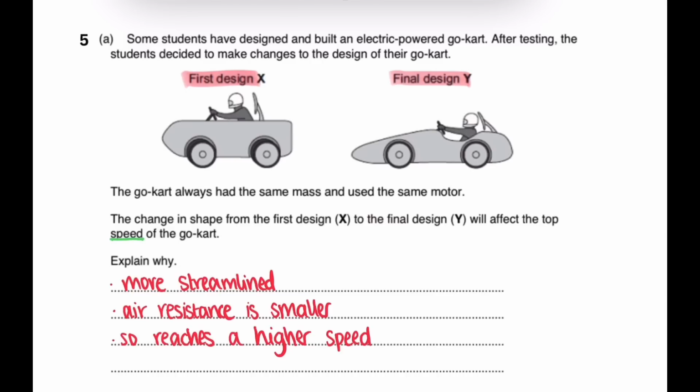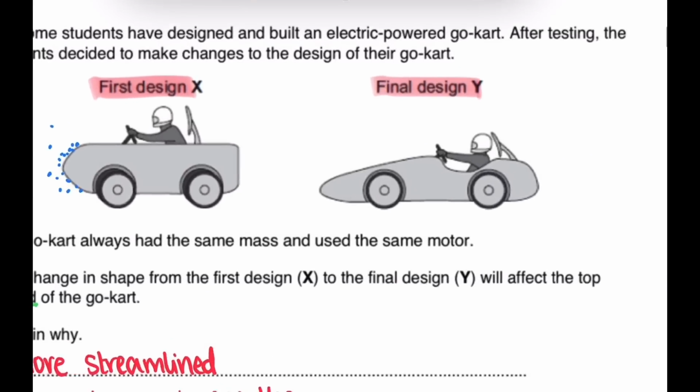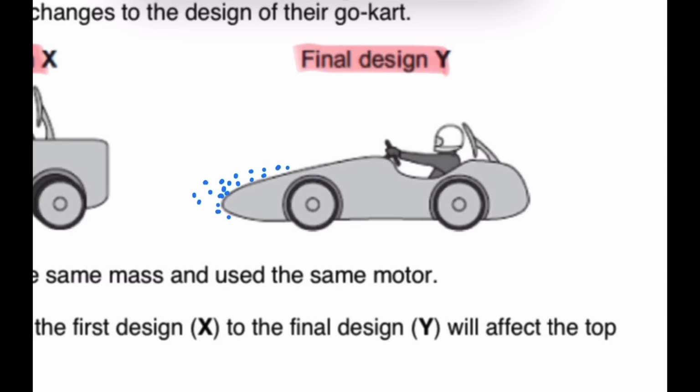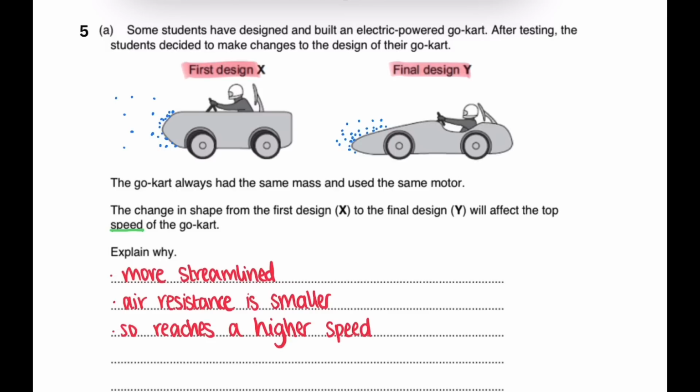So I want you to imagine this with me. For the first design, what you can see here is that when air particles collide with it, there will be more hitting the surface of the car, so it will make the car go slower. Now, if we go to this design, you can see that there will be less colliding with the surface of the car, therefore it will go quicker. And the term that we use to explain this is that the car is more streamlined. So rather than having this shape, it now has this shape.